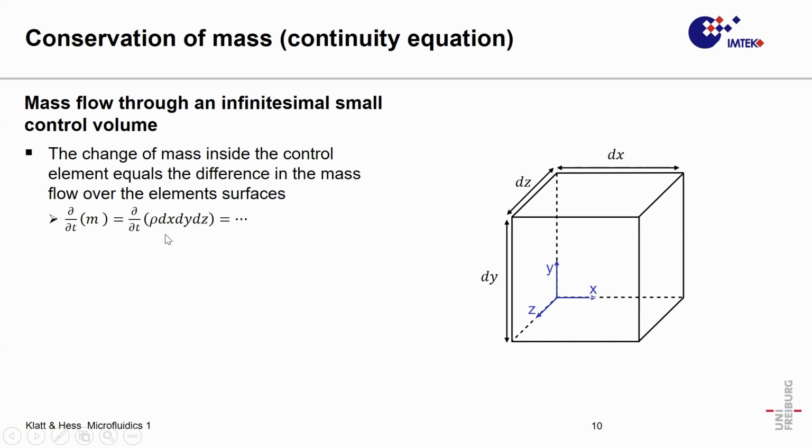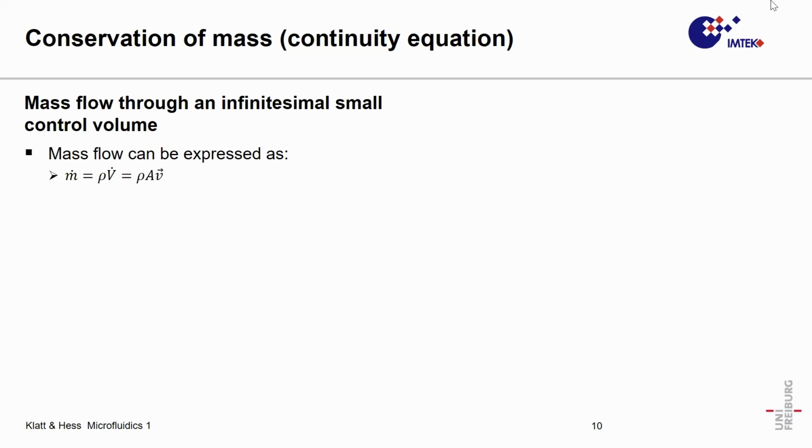As a next step, we have to think how we can describe the mass flow over the element surfaces. To be able to evaluate the mass flows over the control element surfaces, we first have to look at the mass flow itself. Mass flow can be expressed in different ways. It can be expressed by the density times the volume flow, or the density times the cross-section times the velocity of the flow. And if we now want to look at the mass flow, we first only concentrate on the x direction. So we make this a one-dimensional problem to understand the concept.